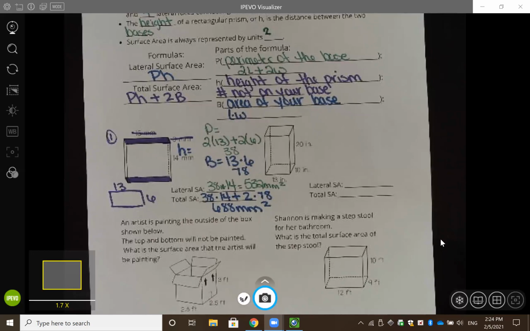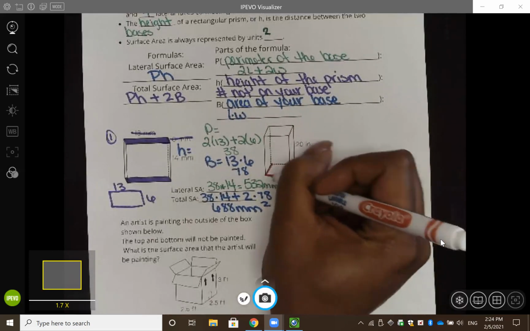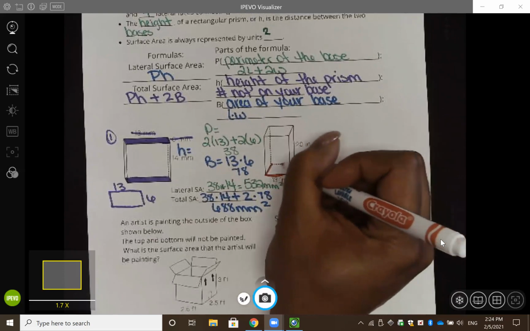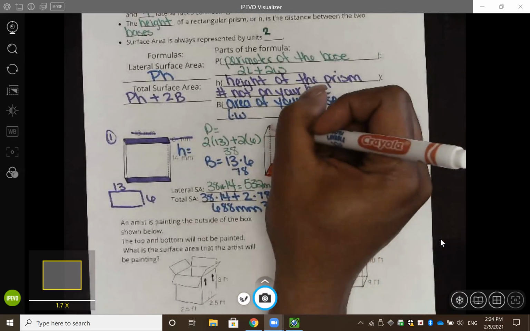Okay, let's try it again. First thing I'm going to do is shade in my bases. The bottom, and the top.